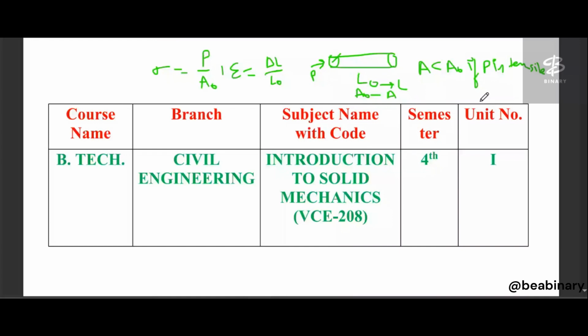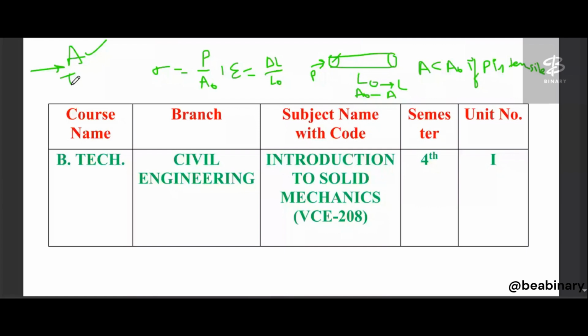You getting my points? Suppose I want to say that stress is calculated on the basis of current or actual area, not the initial area, but the actual area, meaning changeable area. If the stress is calculated on the basis of the current or actual area A, then that stress is called true stress. This is called true stress.